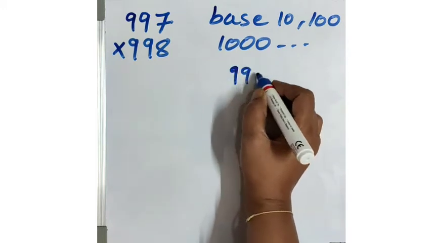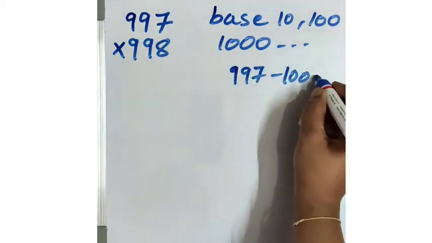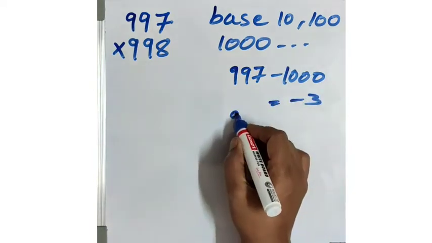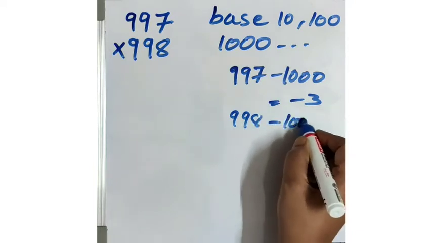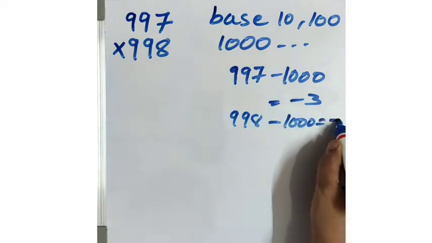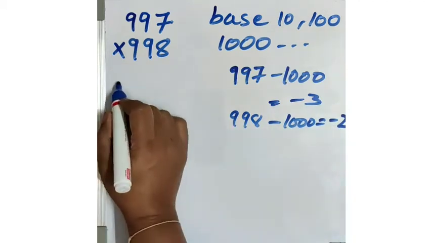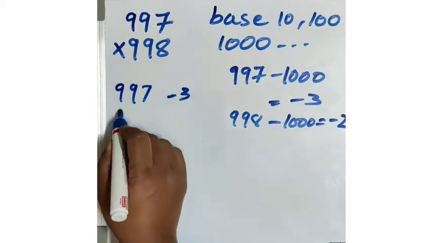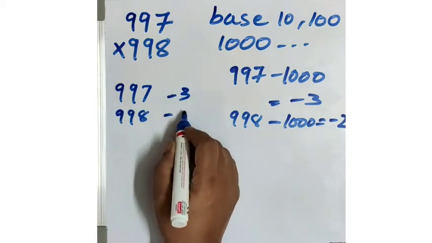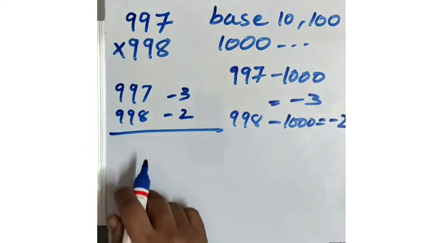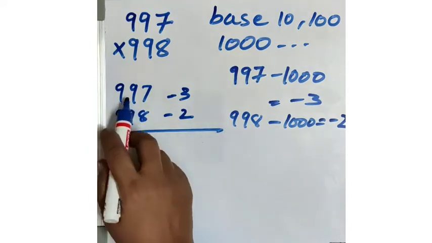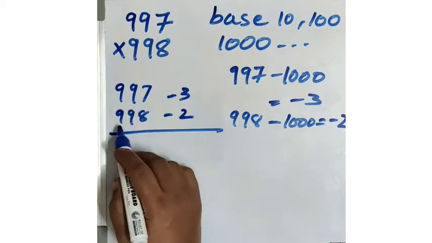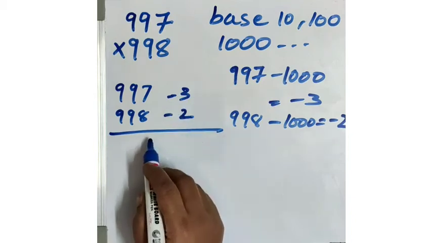First, 997 minus 1000. How much do we get? It is minus 3. 998 minus 1000, we get minus 2. So here we write 997 minus 3 and 998 minus 2. Draw a line like this. Afterwards, diagonally you subtract: 997 minus 2 is 995, and 998 minus 3 is 995.